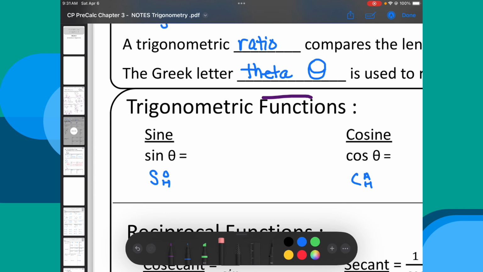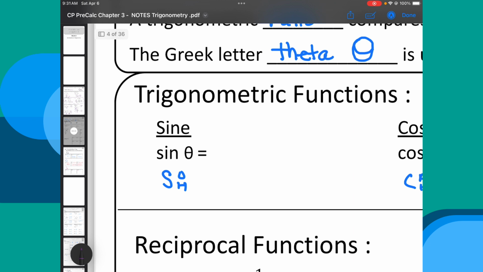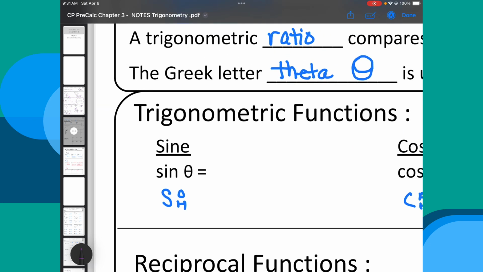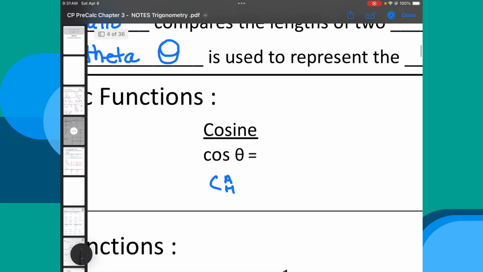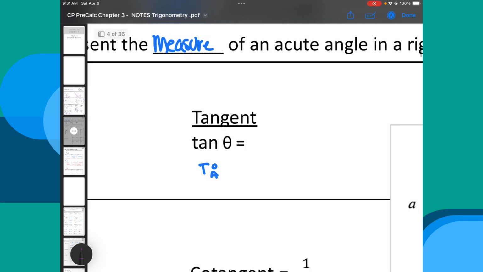So our three trig functions are sine, cosine, and tangent. Maybe you learned SOHCAHTOA when you were in geometry. So sine is the ratio of the opposite side of the triangle from the angle, so the side that is opposite, over the hypotenuse of the right triangle. Cosine is the adjacent side, the side next to the angle, over the hypotenuse. And then tangent is the opposite side over the adjacent side.